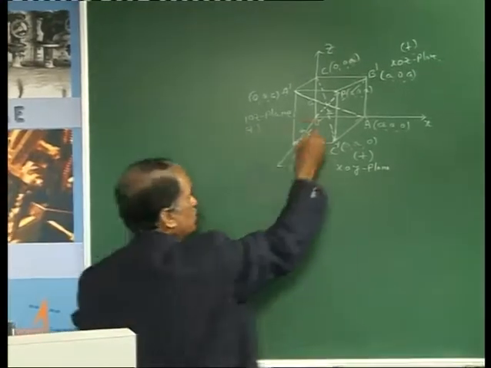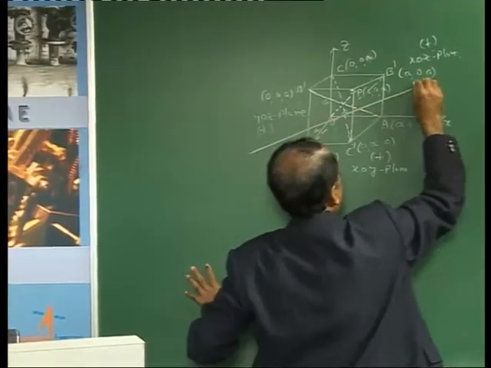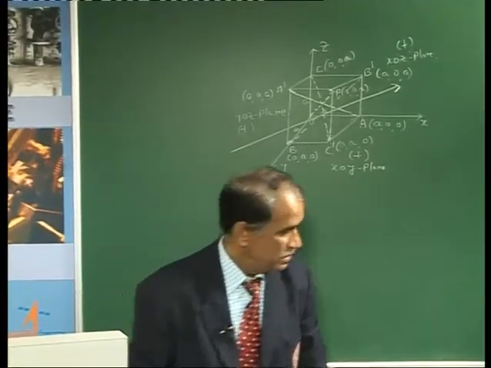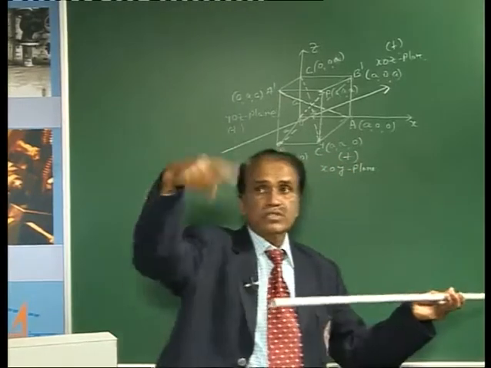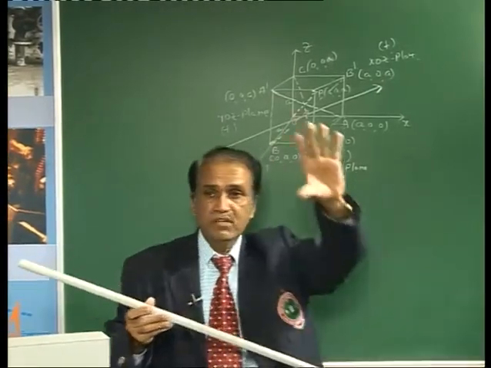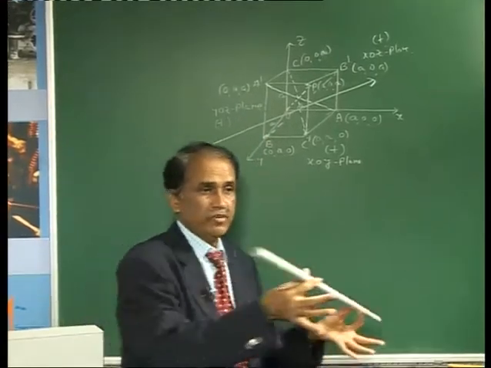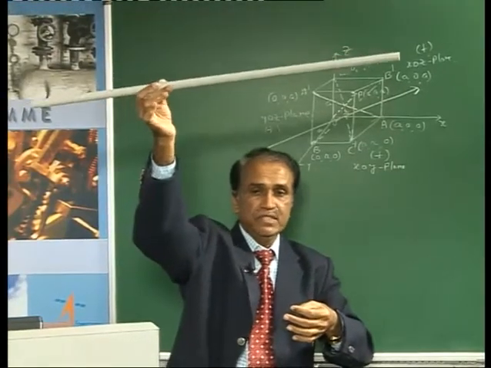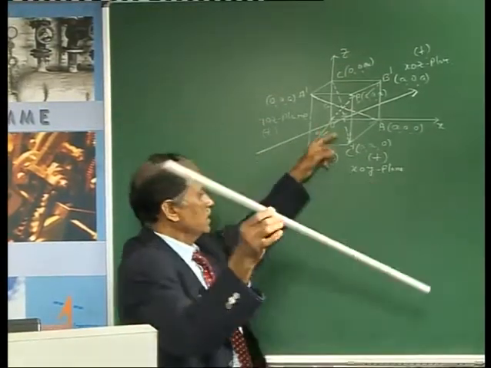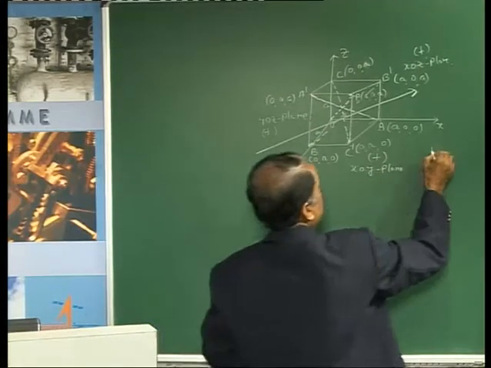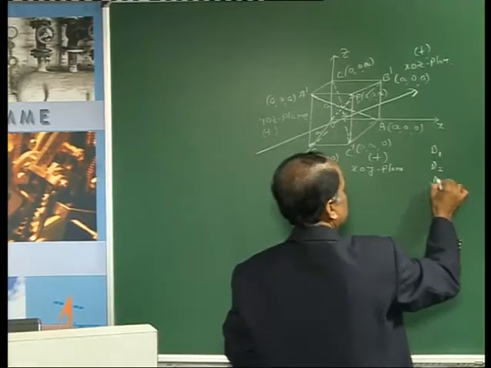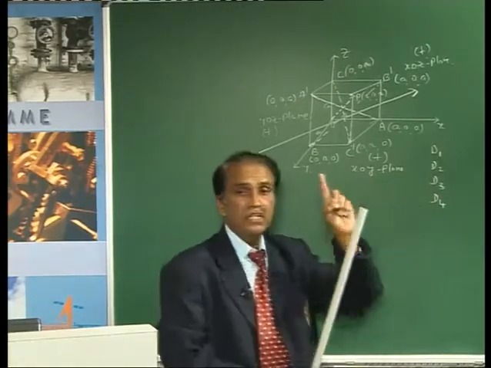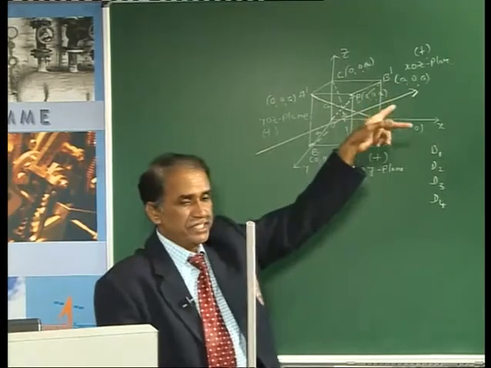Now I am drawing one line here, like this. Assume the diagonals are already drawn. From any direction, if you allow this line to pass through, this is called the fifth line. The diagonals can be represented as D1, D2, D3 and D4. Remember, these are the actual diagonals, where corners are joined.